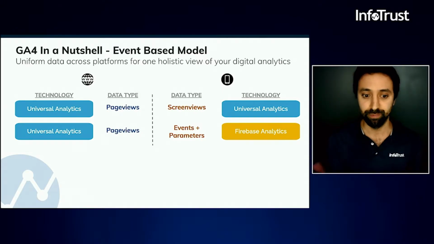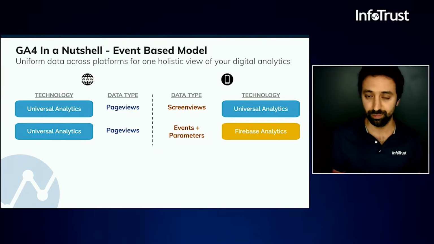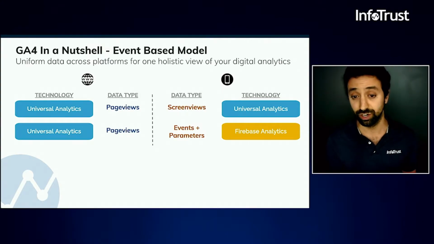By looking back, the launch of Universal Analytics several years back brought with it a few different data types, depending on the digital asset that you're trying to track. So for websites, you have page views. For mobile apps, they're screen views.